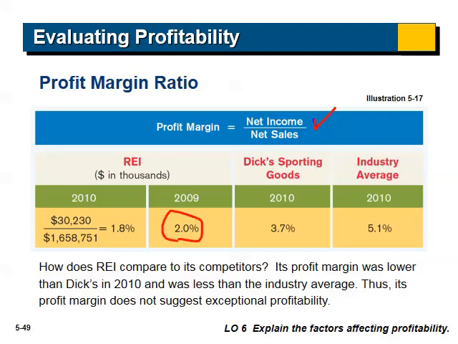Now if you compare REI to Dick's, it's a little different story. Notice that REI is about 2%, but Dick's is 3.7% and the industry average is 5.1%. Now why? REI has a higher gross profit rate but a lower profit margin. Why would that be? Their expenses are higher. That is, REI's operating expenses are higher than Dick's.